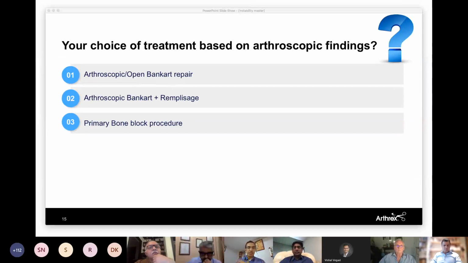So in a contact athlete, not the javelin thrower kind of an athlete, but the footballers, yeah, I would not hesitate in doing the remplissage.